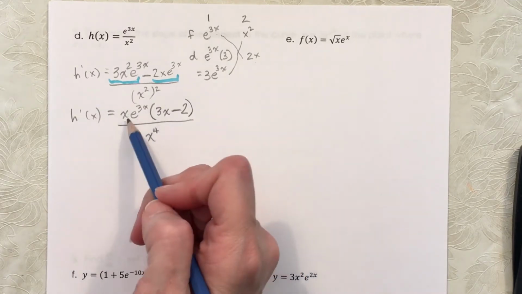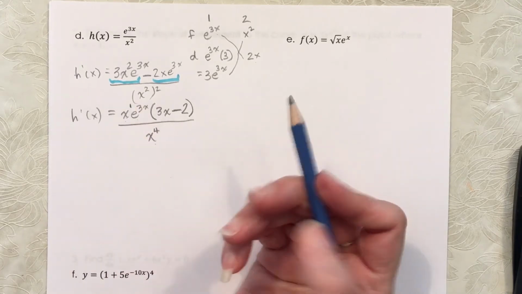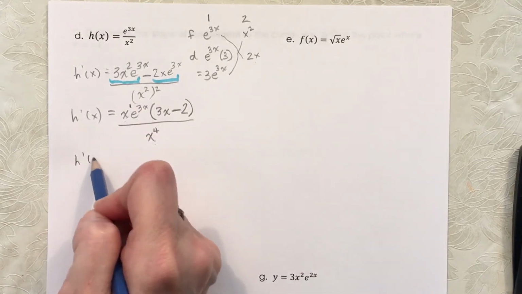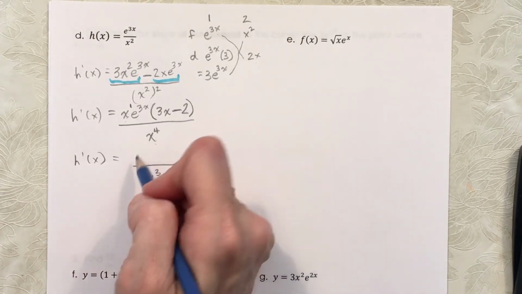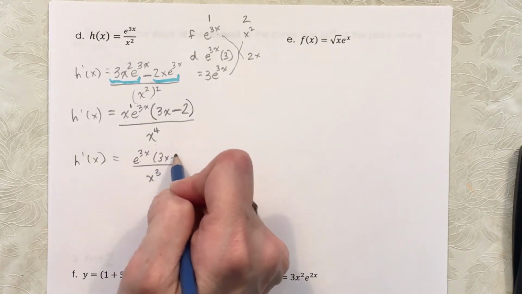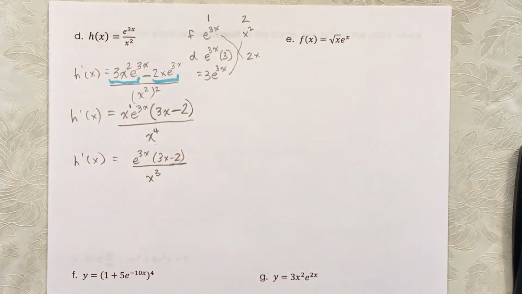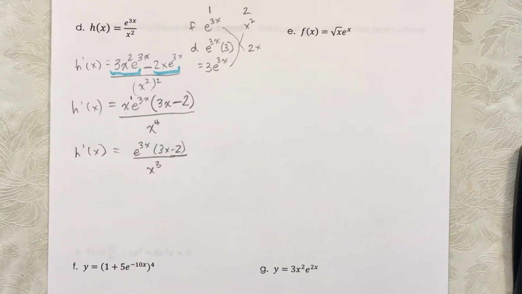Okay, and the last thing, if I have x on top and x to the 4th on the bottom, that's like having an x to the negative 3 in the numerator, or an x to the positive 3, which is what we would prefer, in the denominator. So there is h prime of x in simplified factored form.